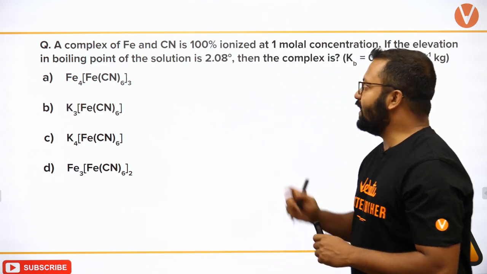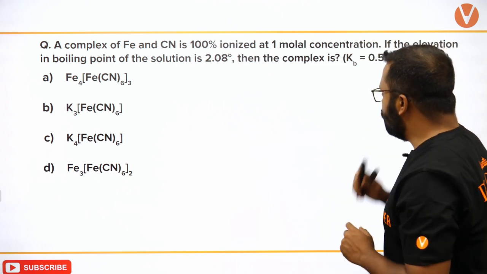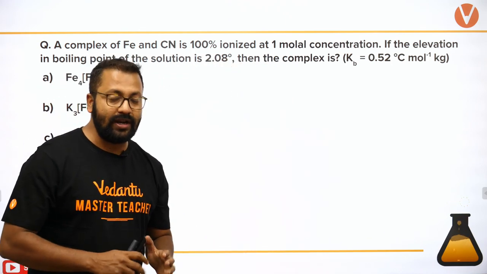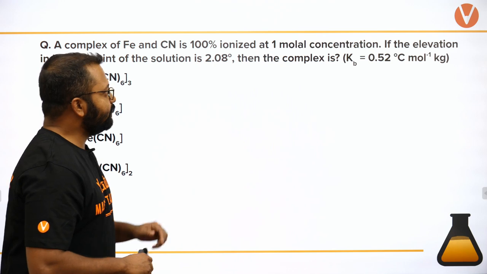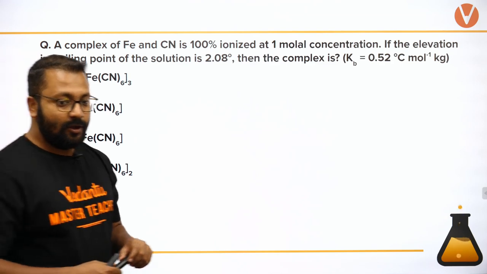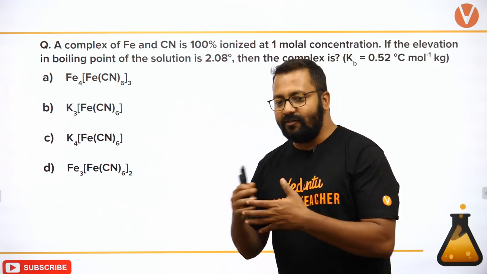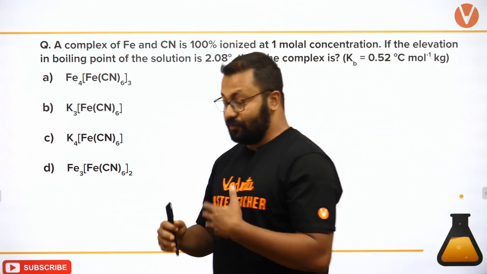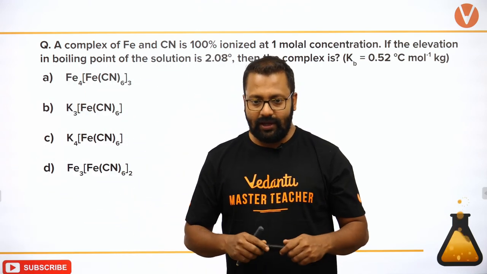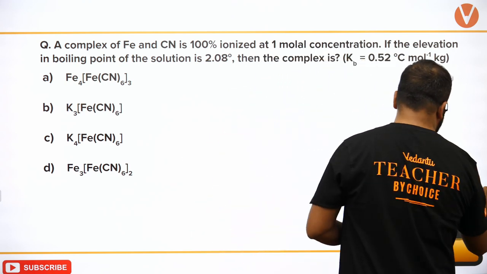Question is, a complex of iron and cyanide is 100% ionized in 1 molal concentration. If I take a 1 molal concentration solution, it is 100% ionized. If the elevation in boiling point is 2.08 degrees, then the complex is, kaun sa ye complex hoga? Anushka, it would be better if rather than answering the question quickly, you solve the question by taking some time. So, please do try to solve the question.